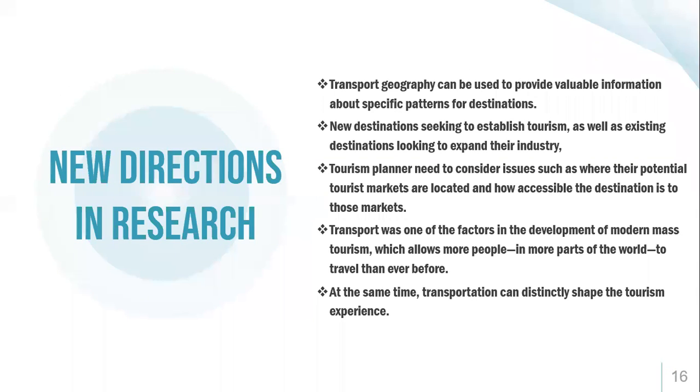Okay, transportation geography can be used to provide valuable information about a specific pattern of destination. Because why? Transportation geography will determine what is the best place to develop transportation, to develop tourism. Because just like I said before, if there is no transportation, the tourist cannot come to your place. Therefore, tourist transportation geography will give you the information whether it's accessible or not accessible.